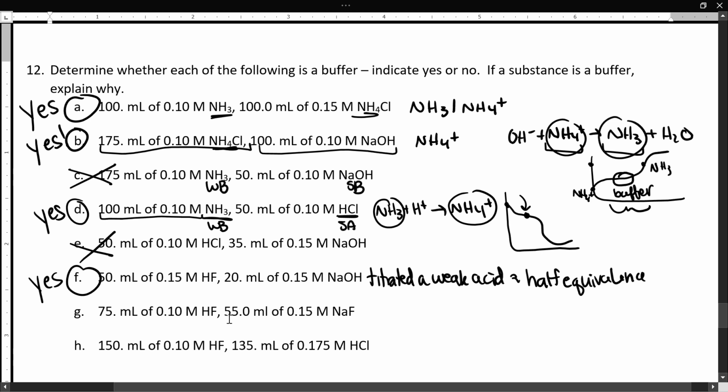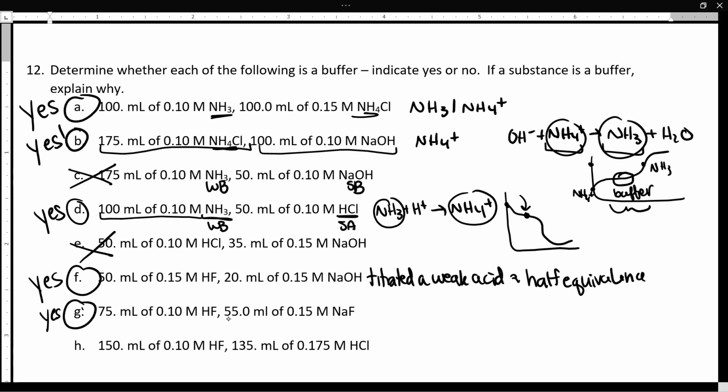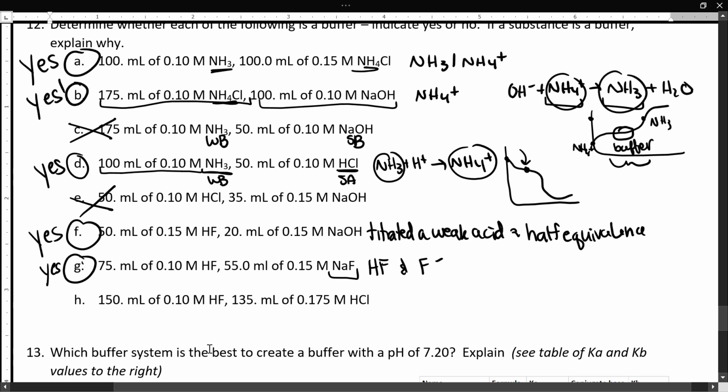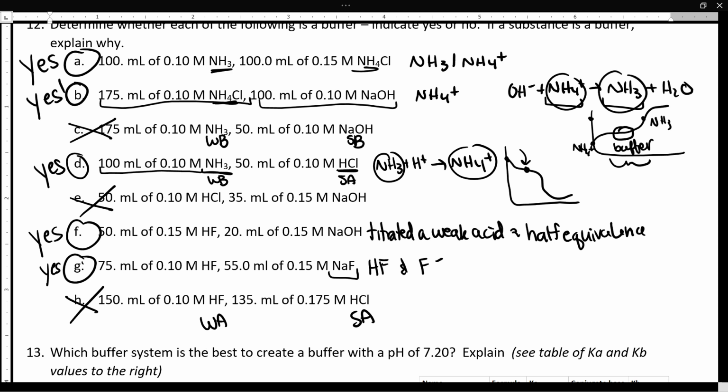This one right here is also going to be a buffer because this one's a combination of a weak acid and an ionic compound containing the conjugate base. And then if you look at this last one, this one is a weak acid and a strong acid, so that one is a no.